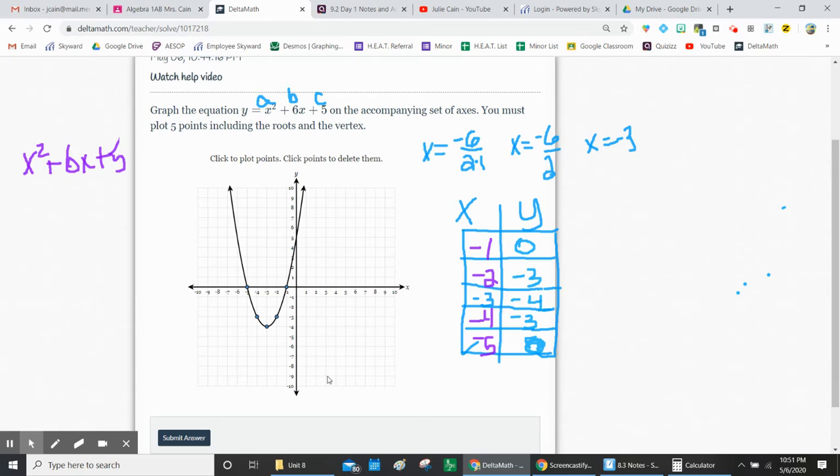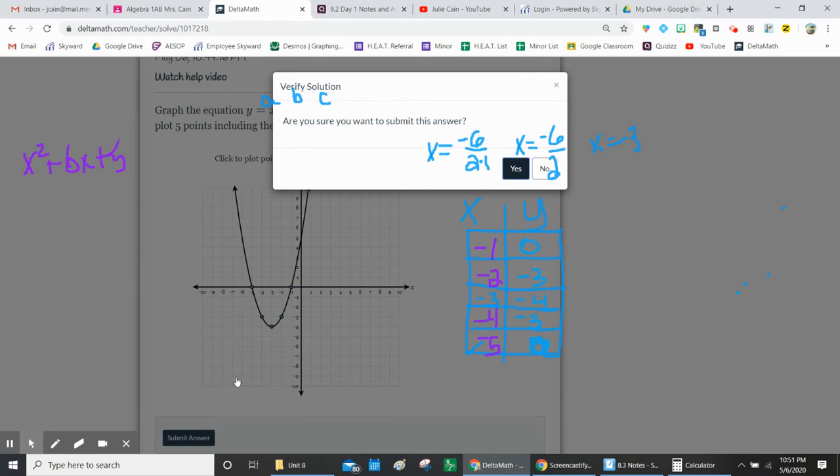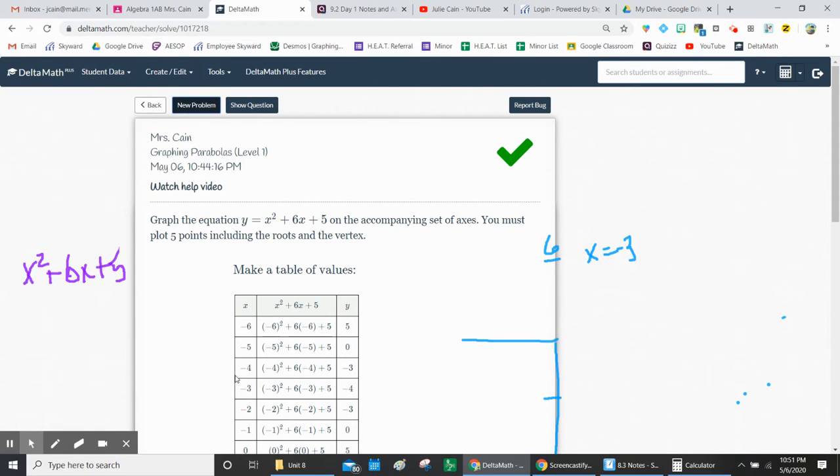And once we get all 5 points plotted, because they do want you to plot 5 points, then your parabola will kind of connect itself, which is nice. And you can see the roots are the points that cross the x-axis. And we click submit, and yes, and boom, we're good to go.